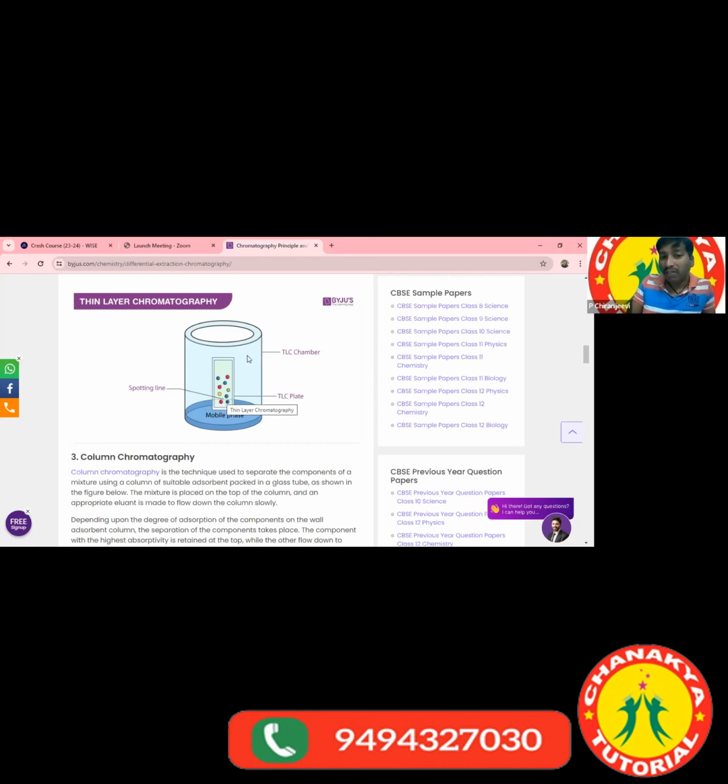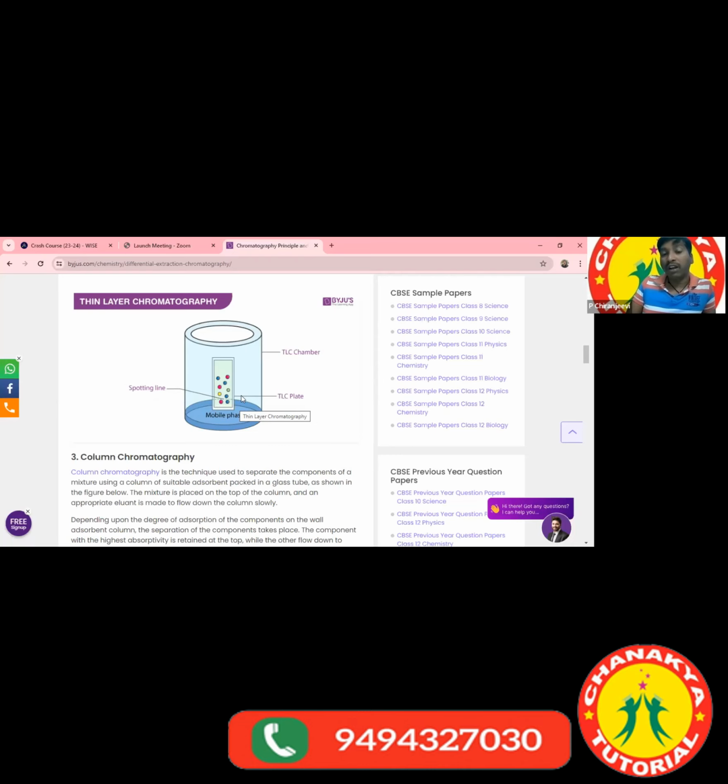And this whole setup we are placing in a closed container which contains the suitable solvent. And here, wherever you draw the baseline, it should not be dipped into the solvent. If it is dipped into the solvent, it is not possible to separate the mixture of components into individual components, because the whole substance is dissolved in the solvent only. So slightly from the bottom part only, it has to dip in the solvent.